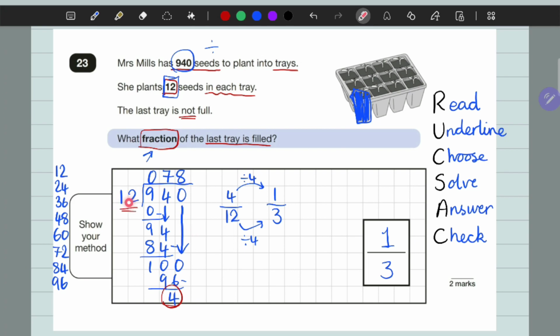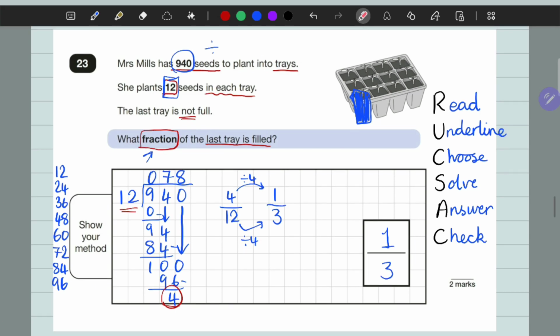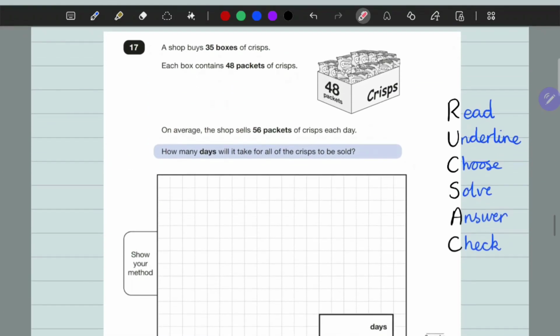I'm just checking my answers here and making sure that I've done all of my calculations. I definitely needed to answer it as a fraction, making sure that I've read the question properly as well, and I needed to divide my 940 seeds by 12 seeds per tray. Great, now let's move on to the next question, shall we?